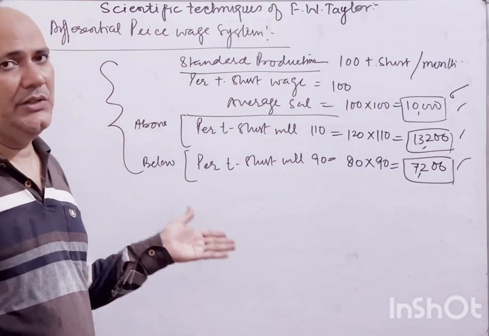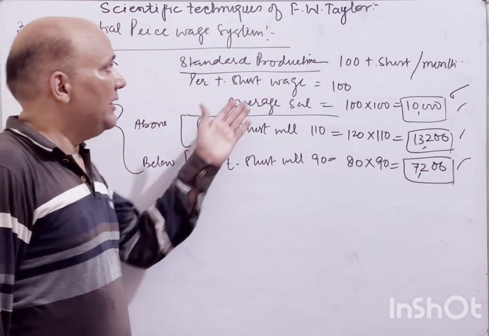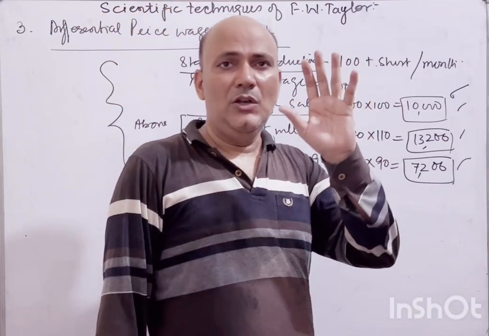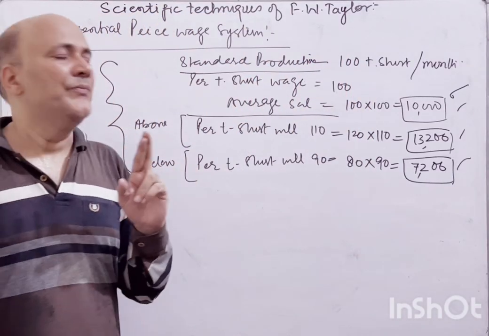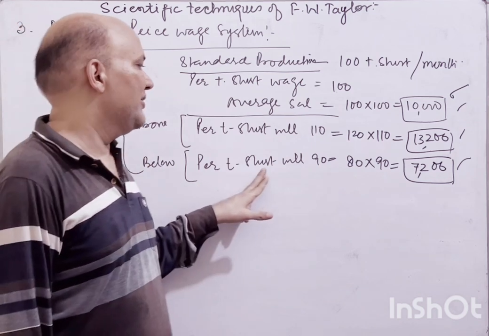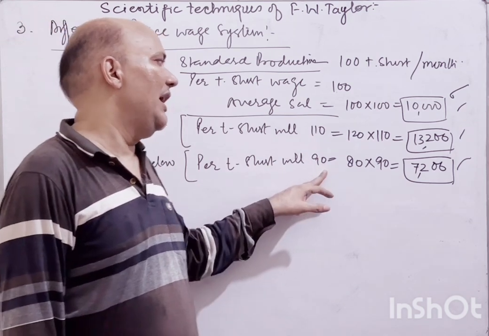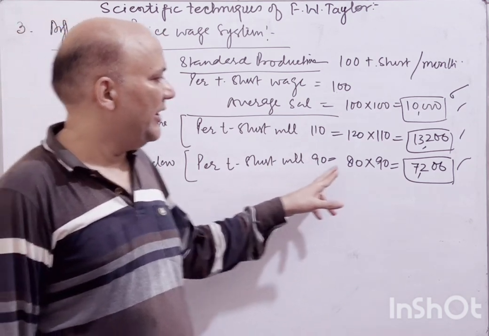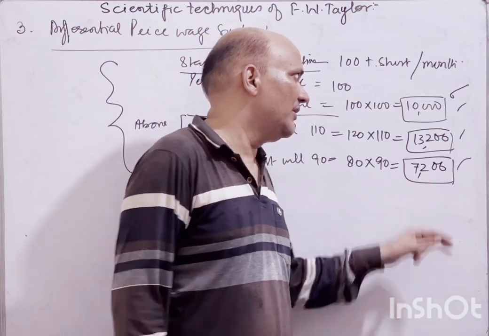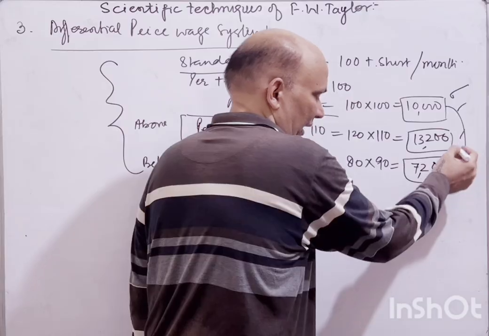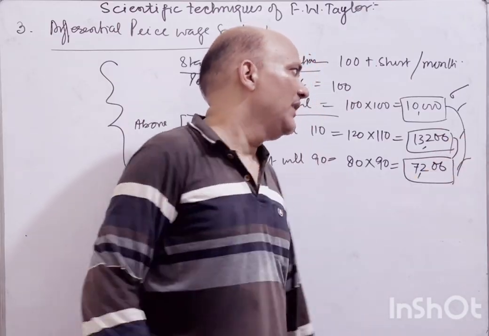And he says if somebody is not adhering to the standard production which is fixed by the organization, then obviously he will be penalized and his per piece wage will be less, let's say 90 rupees, and he has made 80 t-shirts, so per t-shirt 90 rupees, so he will get 7,200, less than the standard salary and very less than the efficient worker.